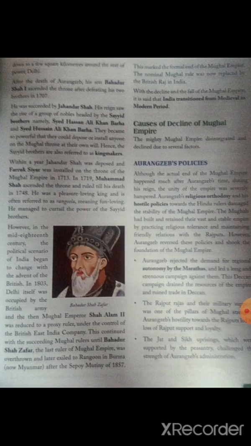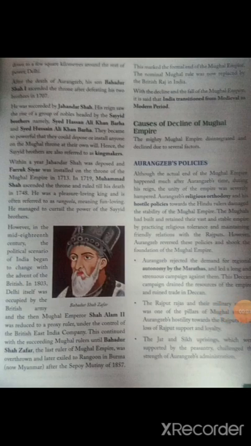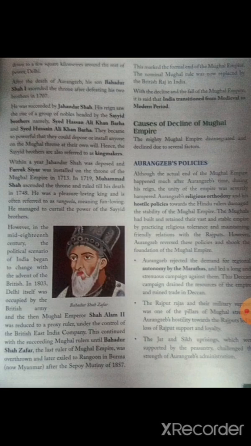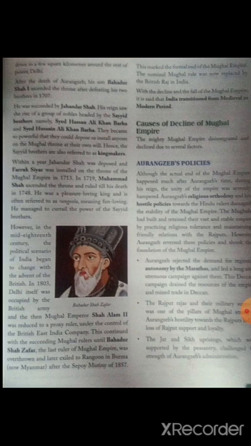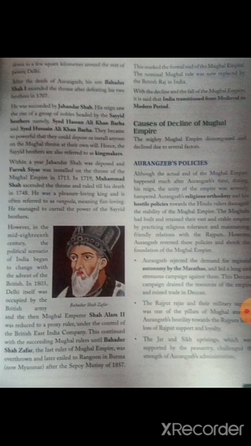The Rajput Rajas and their military support was one of the pillars of Mughal strength. Aurangzeb's hostility towards the Rajputs led to loss of Rajput support and loyalty, because he was very hostile towards the Rajput kings and Rajas, so he lost their support and loyalty.